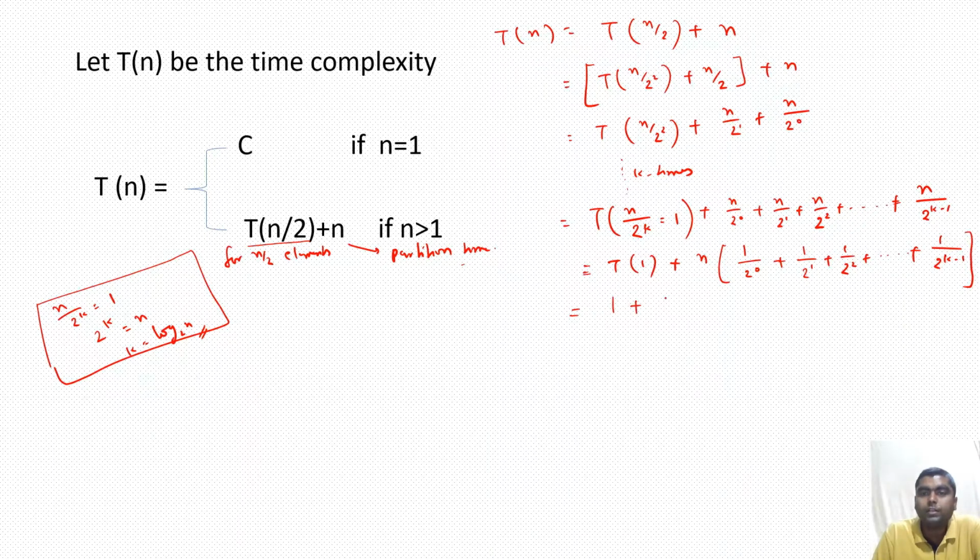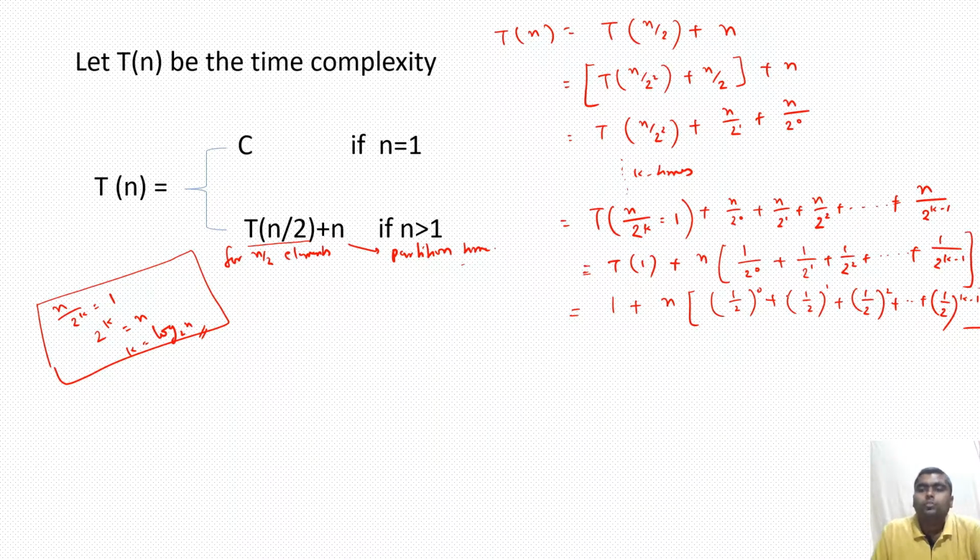T of 1 is going to be 1 only, plus n, and this is nothing but a GP. So what is the GP? 1 upon 2 raised to the power 0, and 1 upon 2 raised to the power 1 plus 1 upon 2 raised to the power 2 and plus 1 upon 2 raised to the power k minus 1. So this is half and half squared and so on. So ultimately this leads to 1, or if you apply the formula also, then it leads to 1.